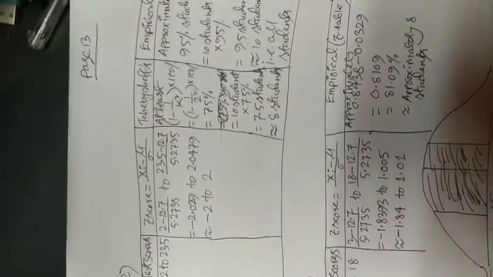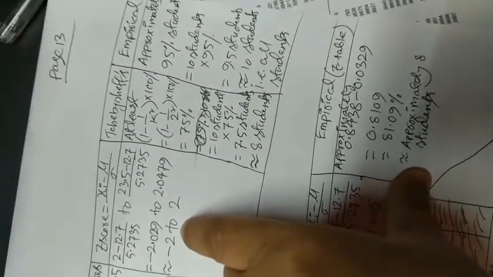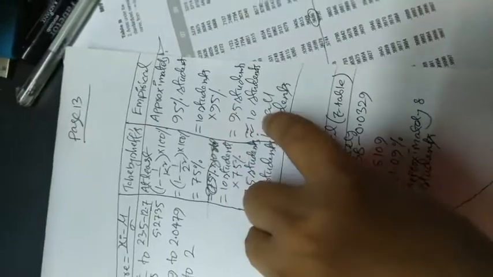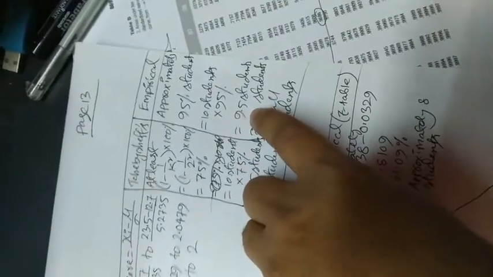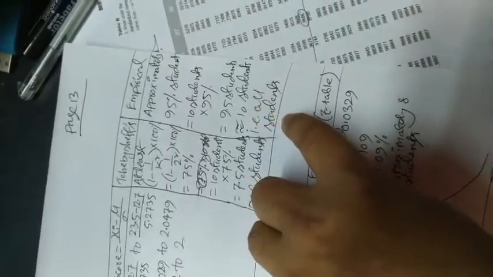If you use the empirical formula, you don't have to use the z table here, because the absolute value of z is 2. That means approximately 95% of students fall within the range. That means 9.5 students, which if you round it is approximately 10 students. That means approximately all students fall within this range.